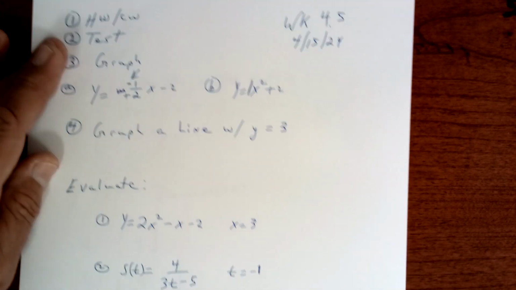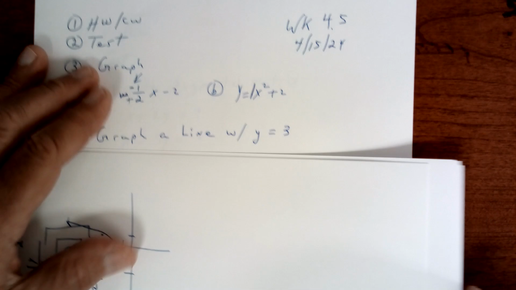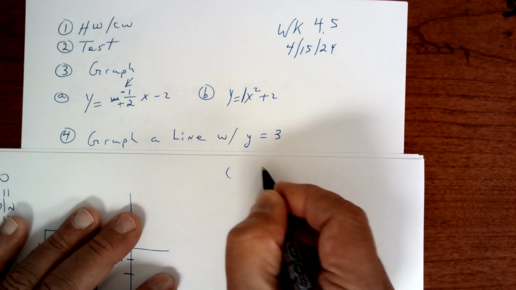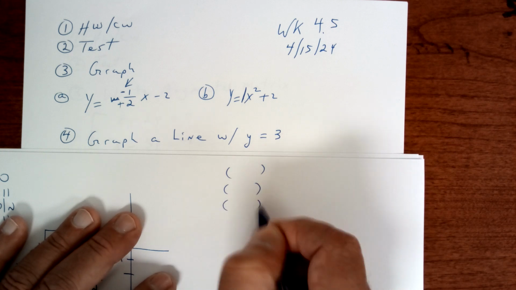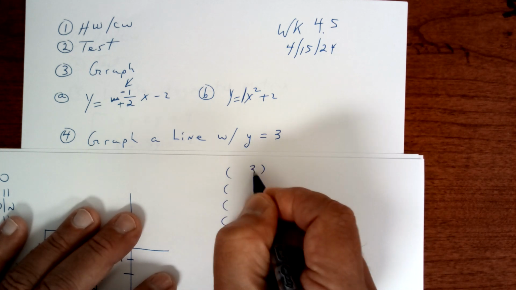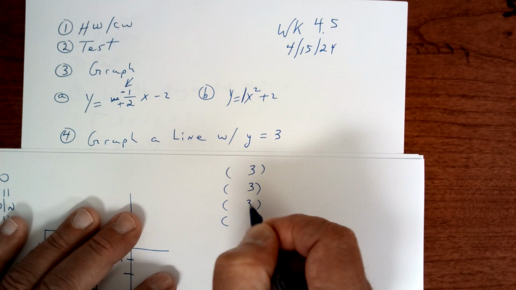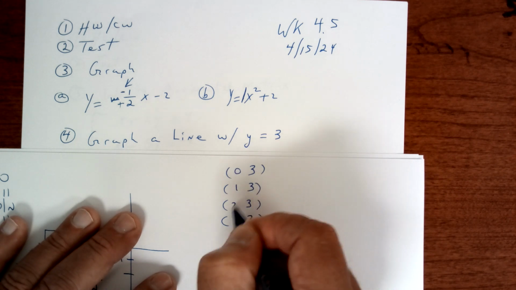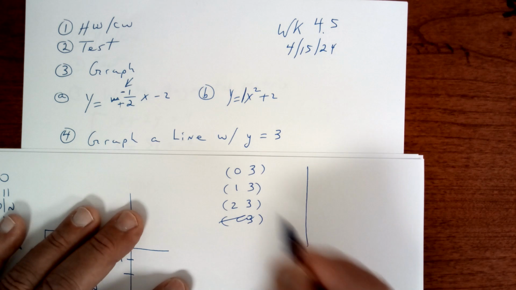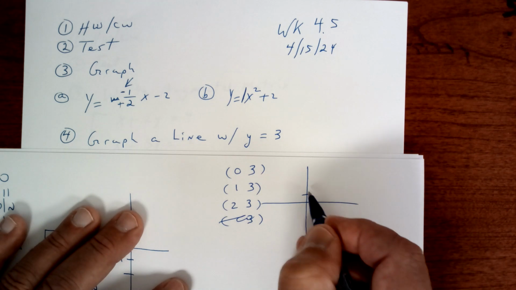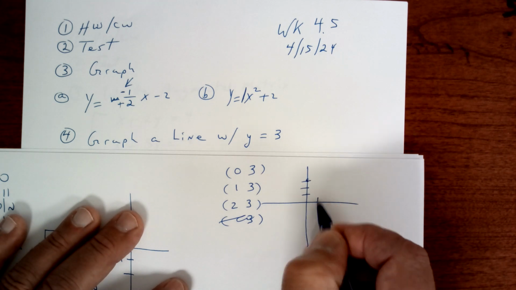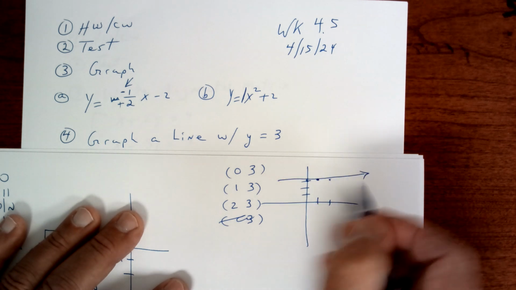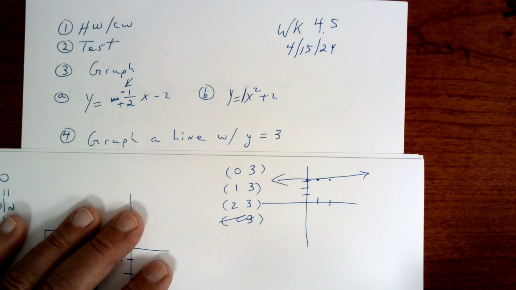This right here says graph a line with y equal to 3. Well, if you make some points and y has to be 3, you just put some 3's in there. And then you make up whatever you want here. That's good enough. So we're going to go over 0, up 3, over 1 up 3, over 2 up 3. So this line is a horizontal line with a slope of 0.